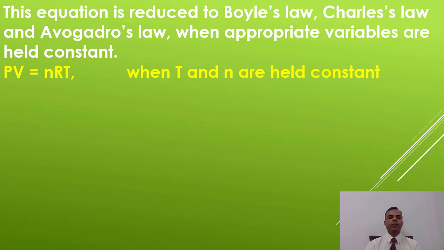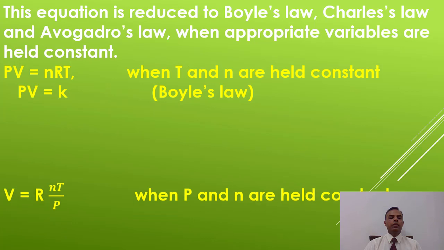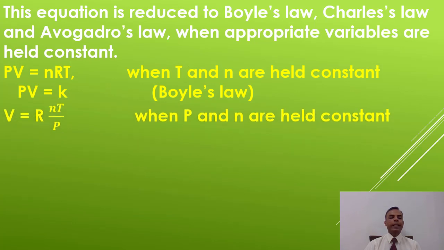According to the equation, PV is equal to nRT. When T and n are held constant, that is the temperature and number of moles are taken as constant, then PV is equal to K, which is the statement of Boyle's law. V is equal to RnT over P. When P and n are held constant, then V is equal to KT, which is the statement of Charles' law.